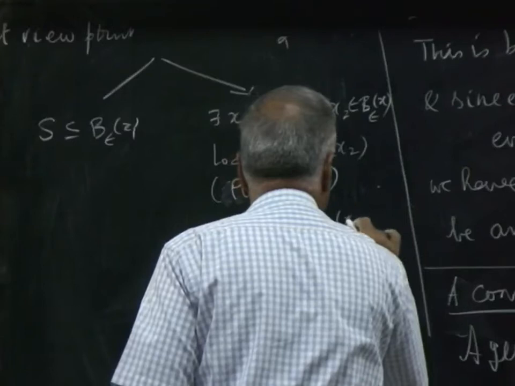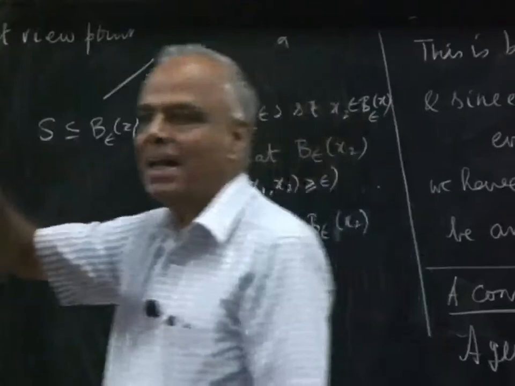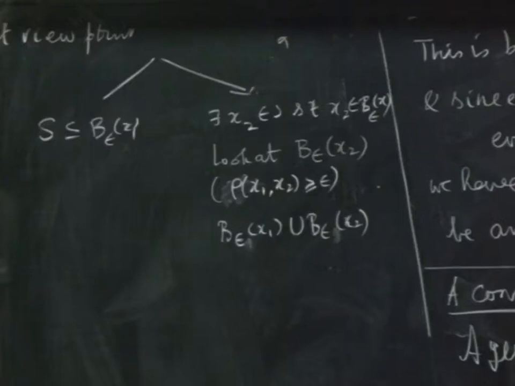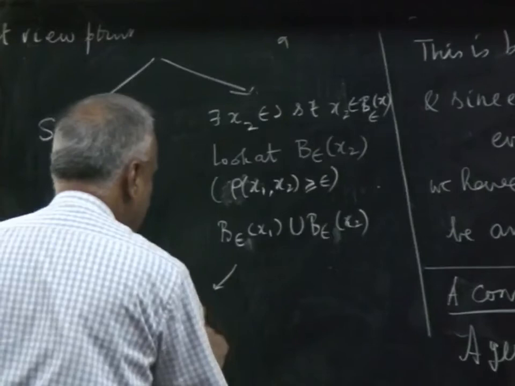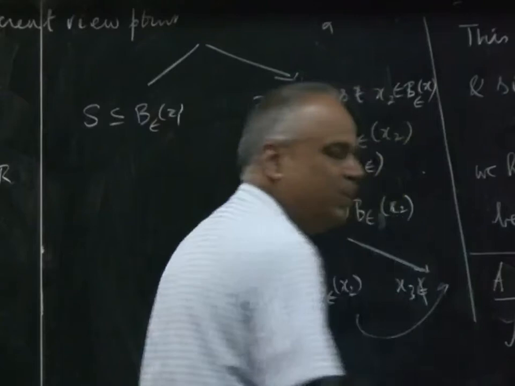Right. Now, the two balls that I have got, the first fellow could not completely capture, somebody was outside. Now, I took one fellow from outside, constructed another ball around it. Now, I am trying to see whether these two balls put together will capture S. So, it may happen that S is contained in B epsilon x1 union B epsilon x2, or there exists an x3 which does not belong to that union.